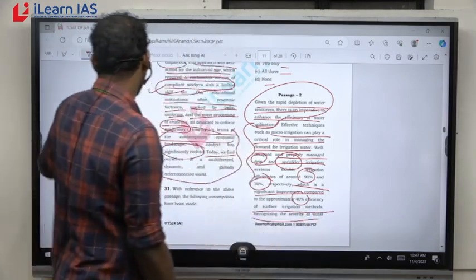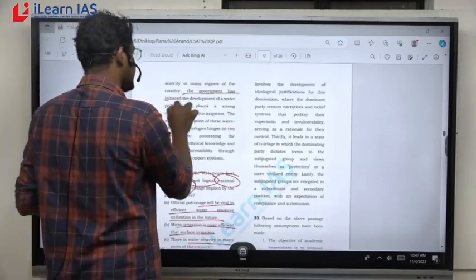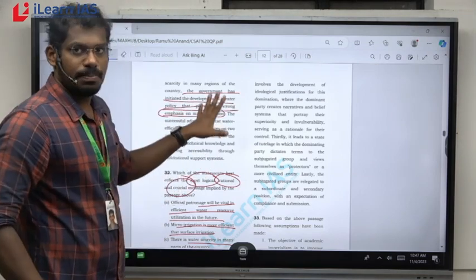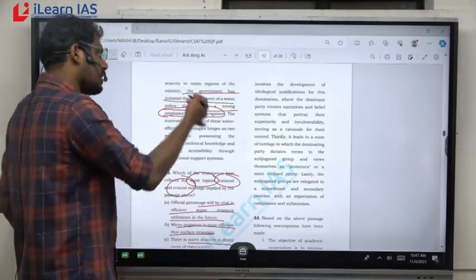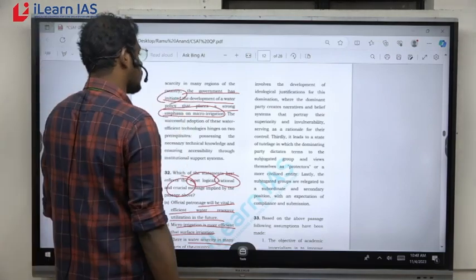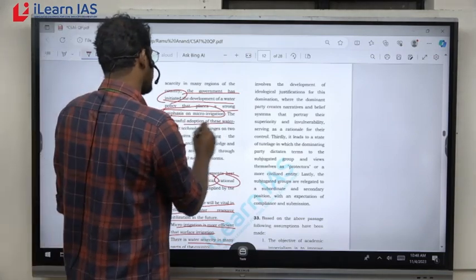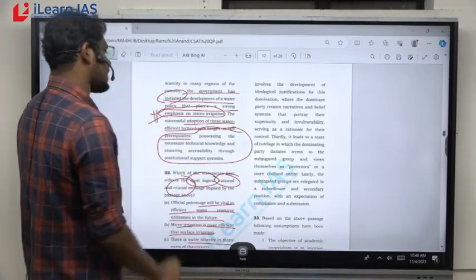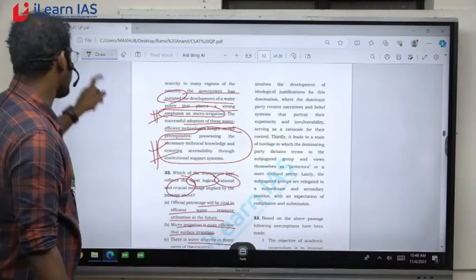Recognizing the severity of water scarcity in many regions of the country, the government has initiated development of a water policy that places a strong emphasis on micro irrigation. So in the initial part, the passage deals with the positive impact of micro irrigation. Then it says the government has initiated development of a water policy that places strong emphasis on micro irrigation. The successful adoption of these water efficient technologies hinges on 2 prerequisites: possessing the necessary technical knowledge and ensuring accessibility through institutional support systems. So focus on the end of the passage.